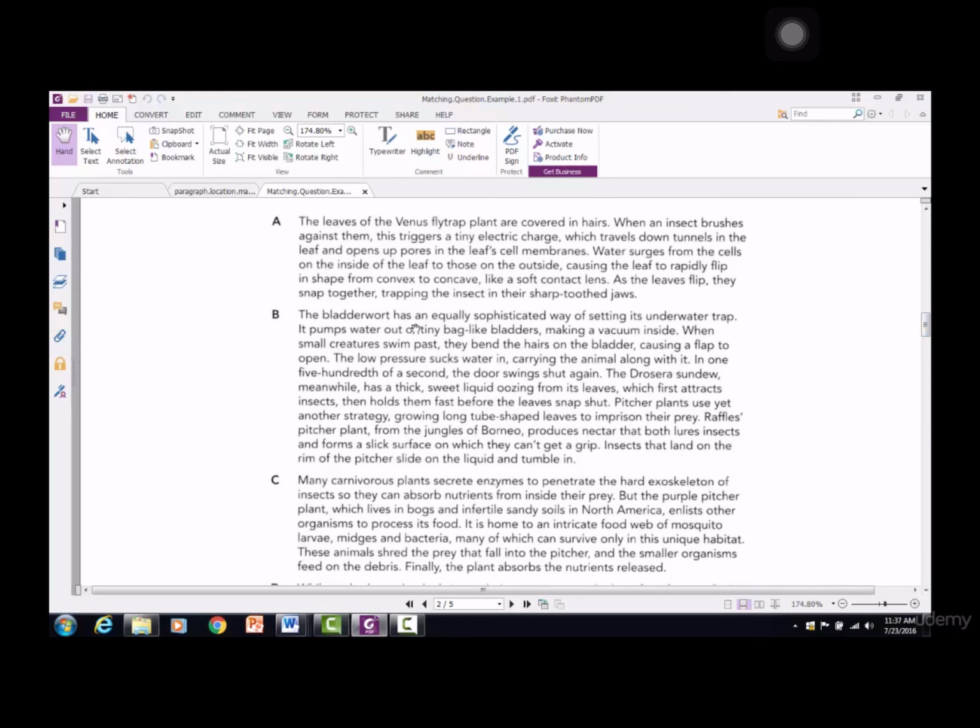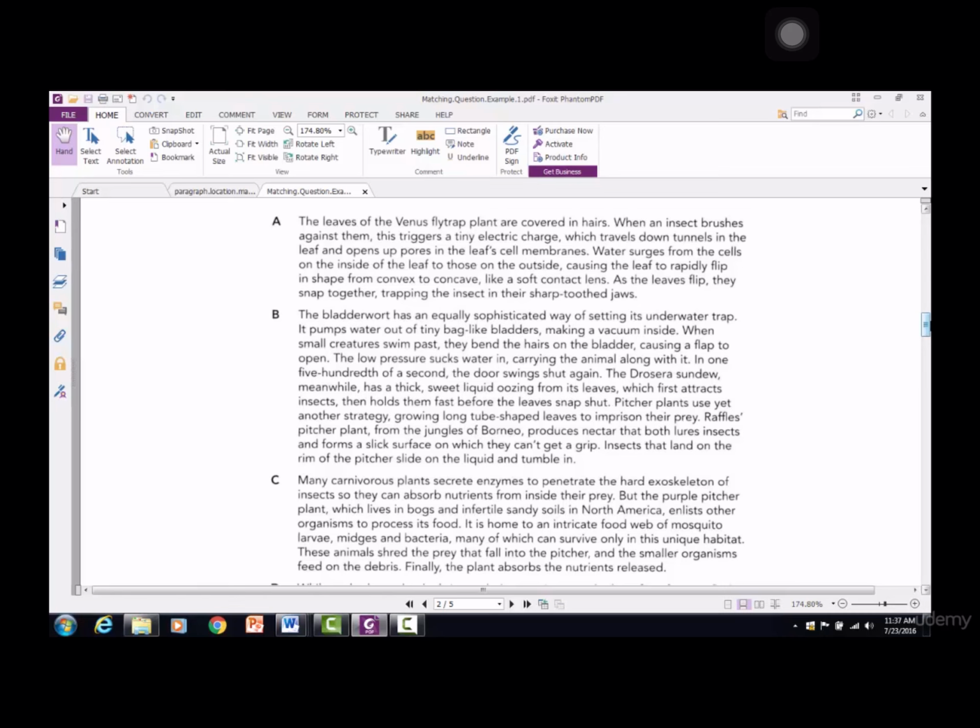I'm in paragraph B, everybody. The bladderwort has an equally sophisticated way of setting its underwater trap. It pumps water out of tiny bag-like bladders, making a vacuum inside. When small creatures swim past, they bend the hairs on the bladder, causing a flap to open. The low pressure sucks water in, carrying the animal along with it.